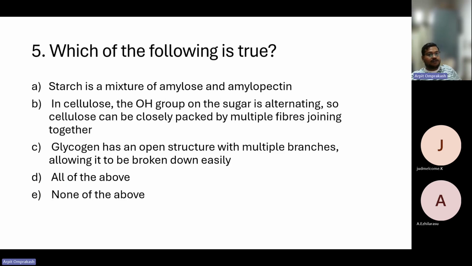If you have any questions or doubts, please feel free to stop me and ask. Which of the following is true? Starch is a mixture of amylose and amylopectin. This is true. In cellulose, the OH group on the sugar is alternating, so cellulose can be closely packed by multiple fibers joining together. This is true. This is why we discuss cellulose is harder to digest. Glycogen has an open structure with multiple branches, allowing it to be broken down easily. That is also true, because glycogen is the immediate store of glucose in the cell, and that needs to be broken down to get energy. The answer here will be D, all of the above. Does anyone have any questions?